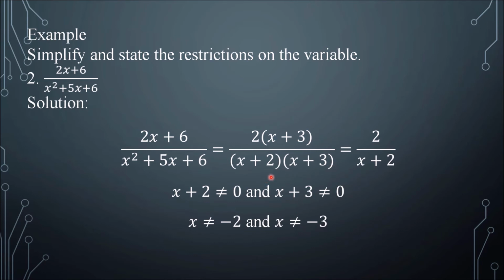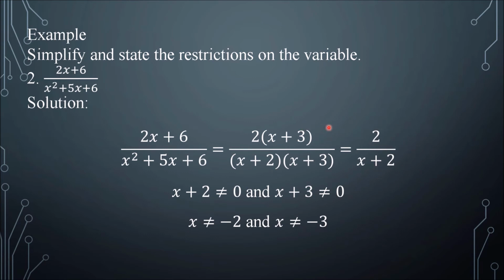Now as you can see, in the numerator you have x plus 3, in the denominator you have x plus 3. So cancelled, cancelled. The remaining now is 2 over x plus 2. So that's the simplified form.